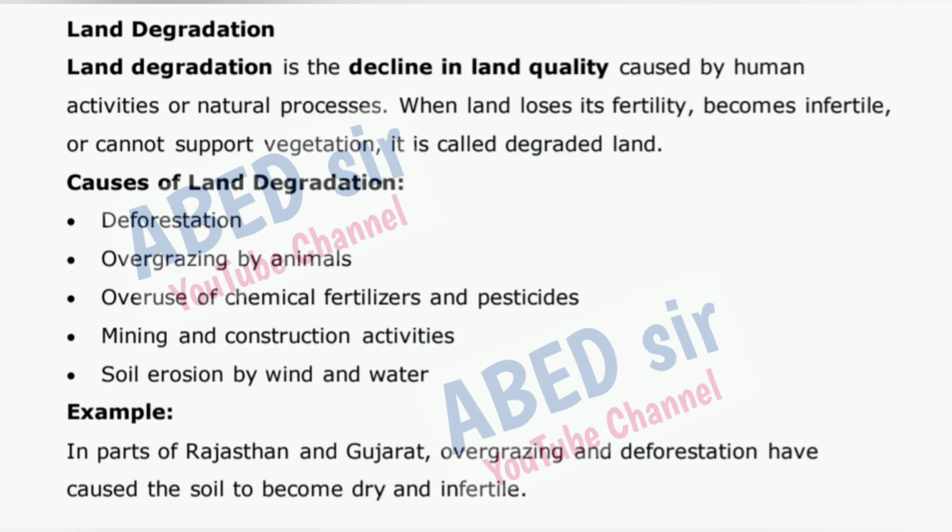Causes of land degradation. Deforestation. Overgrazing by animals. Overuse of chemical fertilizers and pesticides. Mining and construction activities. Soil erosion by wind and water. Example: in parts of Rajasthan and Gujarat, overgrazing and deforestation have caused the soil to become dry and infertile.